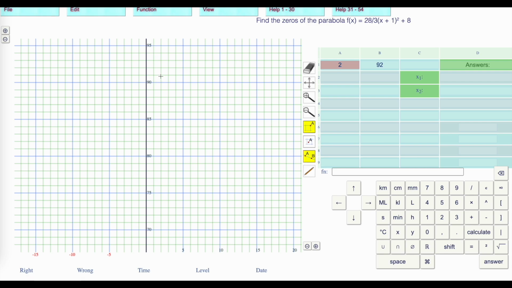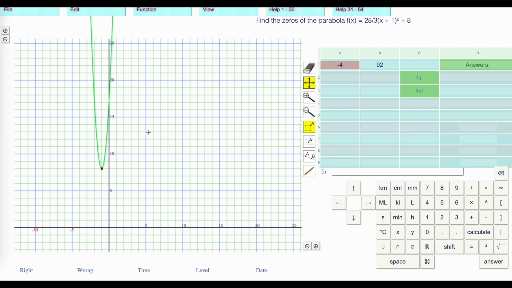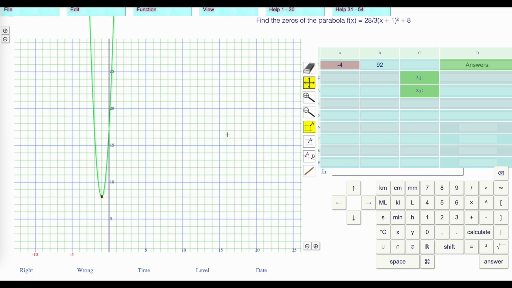At 2, we get 92. That's 3 steps away from the vertex. So 1, 2, 3. Go through on the other side. 1, 2, 3. Negative 4, we should also have 92. Put in negative 4, we also have 92. This is what your parabola looks like. It's opening up. There are no zeros.